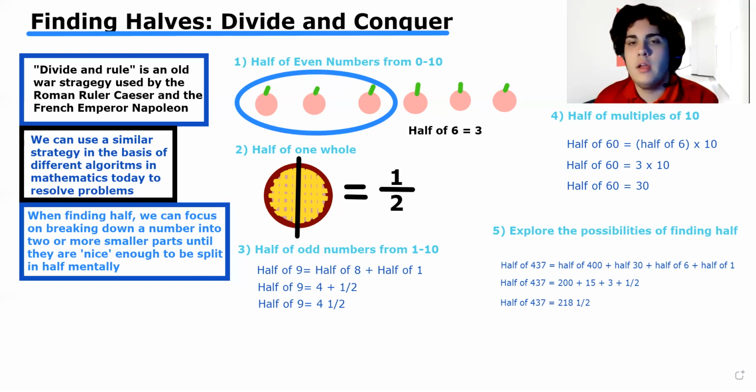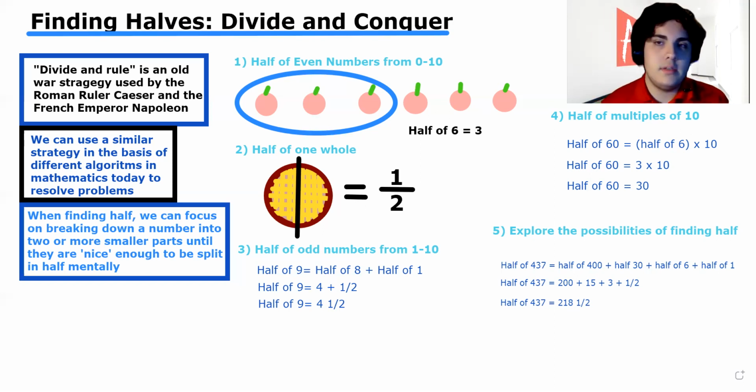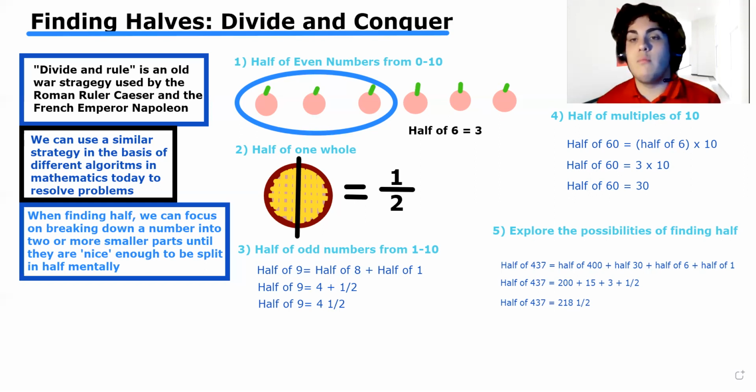Now, in order to build our range farther than just 10, we need to understand half of multiples of 10. Okay, and for the example here, I have half of 60. And it's a lot easier than it may seem. What I can do here is half of 60 is equal to half of 6 times 10. Right? These are multiples of 10. So I know that 6 times 10 is equal to 60.